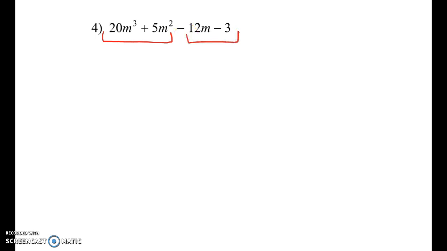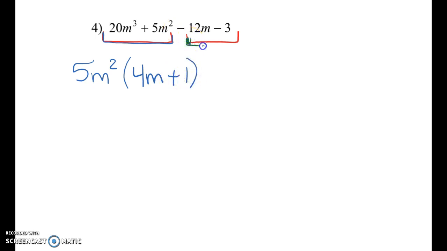last 2. So now I'm just looking at these first 2, and I'm going to see what they have in common. So 20m cubed plus 5m squared, I can take out a 5m squared. 20 divided by 5 gives me 4. M cubed divided by m squared gives me an m. And 5m squared divided by 5m squared is 1. So I've dealt with that group.